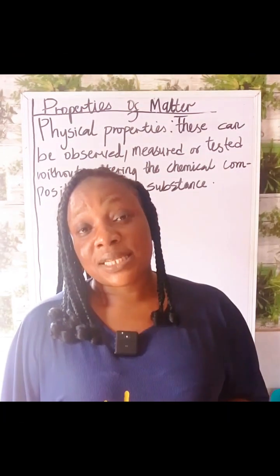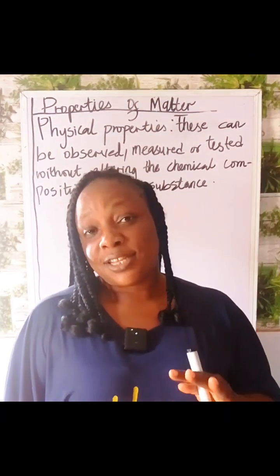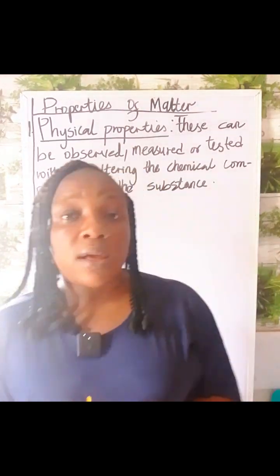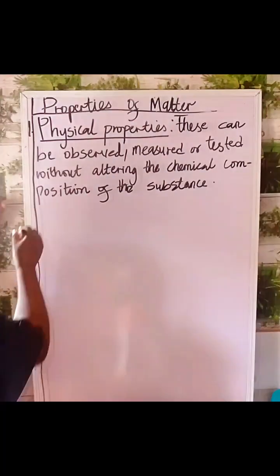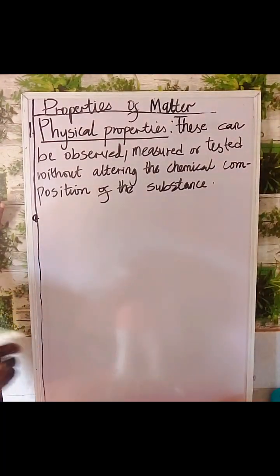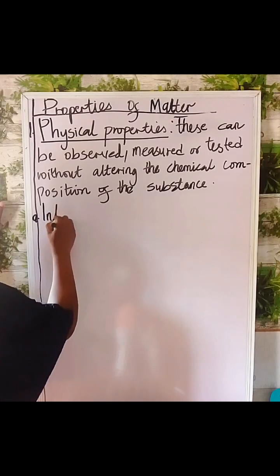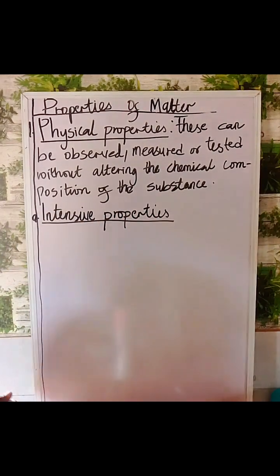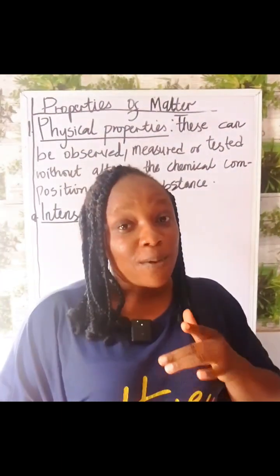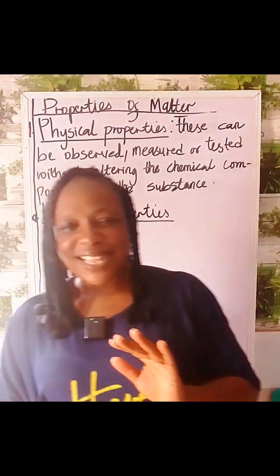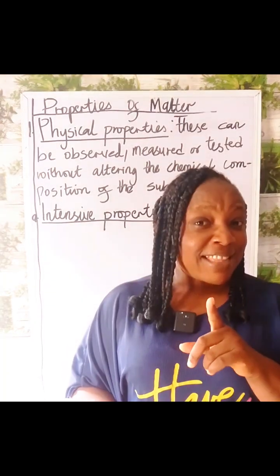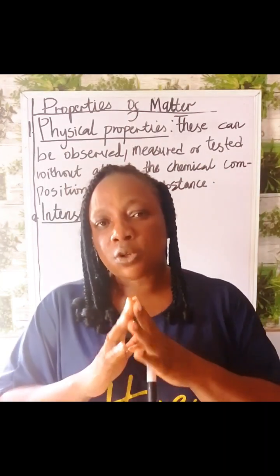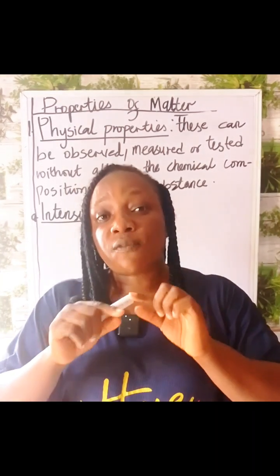Under these physical properties, they are still subdivided into intensive properties and extensive properties. Now, we want to talk of the intensive. So, under the physical properties, we have intensive properties. So, when we talk of intensive properties, what are we talking of? What do we mean by intensive? These are the characteristics of a substance that enable you to identify it immediately. It does not discuss or talk about the amount of matter.